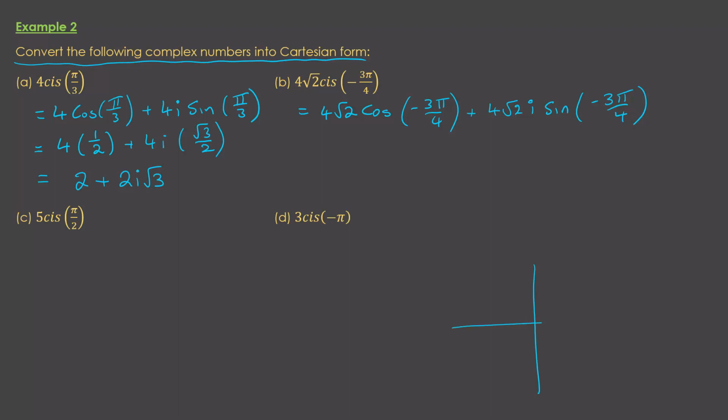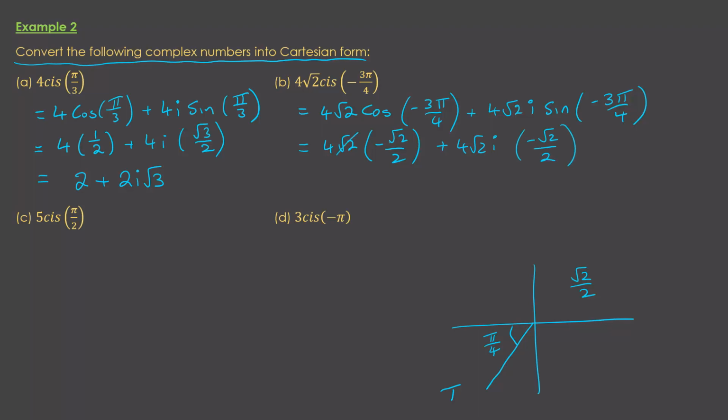Now, negative 3 pi by 4 is an angle down here. It's in the third quadrant. So both the sine and the cosine are negative. The associated acute angle here is 45 degrees, or pi by 4. And in both cases, we get root 2 over 2. So we've got 4 root 2 times negative root 2 on 2 plus 4 root 2i negative root 2 on 2.